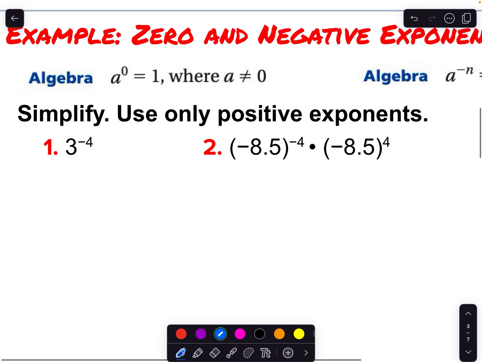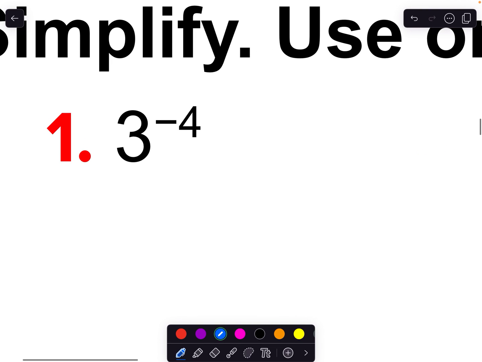So down here, simplify, use only positive exponents. 3 to the negative fourth would be 1 over 3 to the fourth. We'll keep it just like that using exponents.